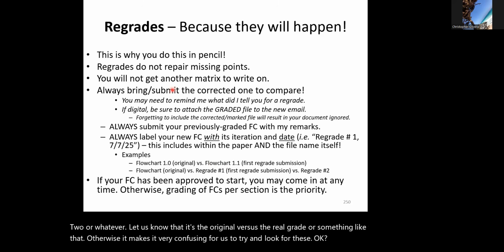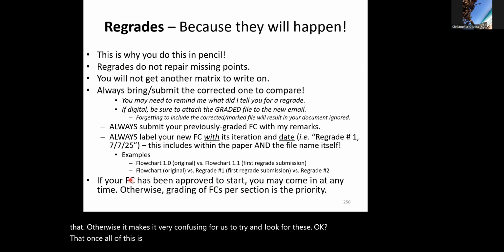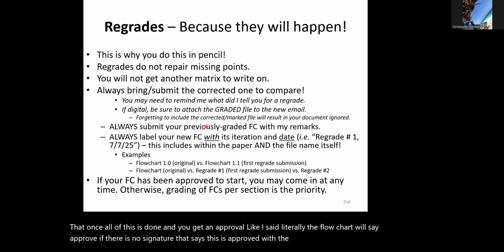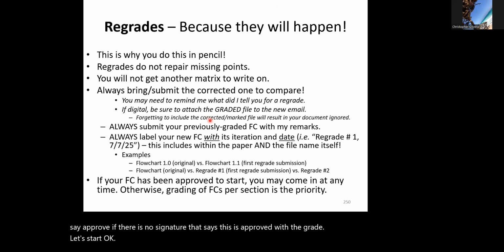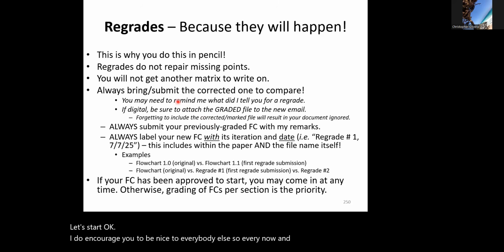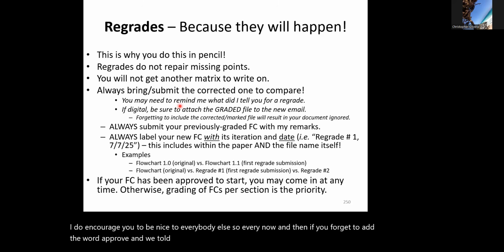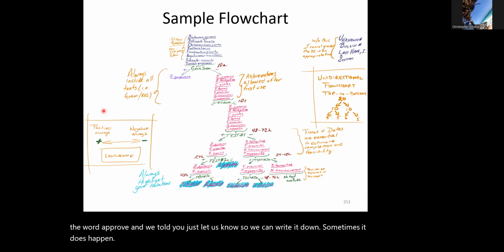Now, once all of this is done and you get an approval, like I said, literally the flowchart will say approved. If there is no signature that says this is approved with a grade, you cannot start, okay? Now, I do encourage you to be nice to everybody else. So every now and then, if we forget to add the word approved, then just let us know so we can write it down. Sometimes it does happen.